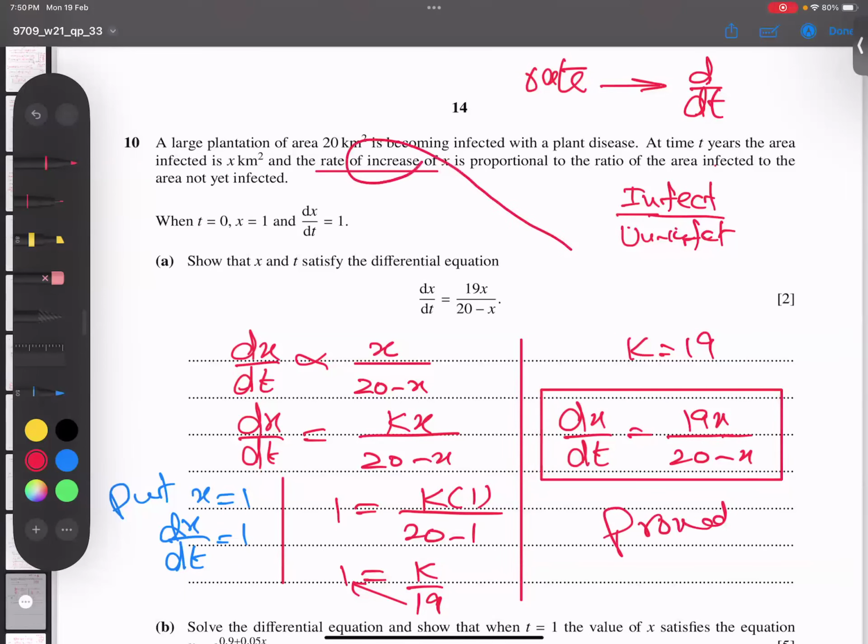Sometimes it is rate of increase, and sometimes rate of decrease. If the word rate of decrease comes, we put a minus sign only. That's it. Repeat again: rate of increase is positive, rate of decrease is negative, and the rest is everything the same. Make sure this idea is clear, and let's go for the next question.